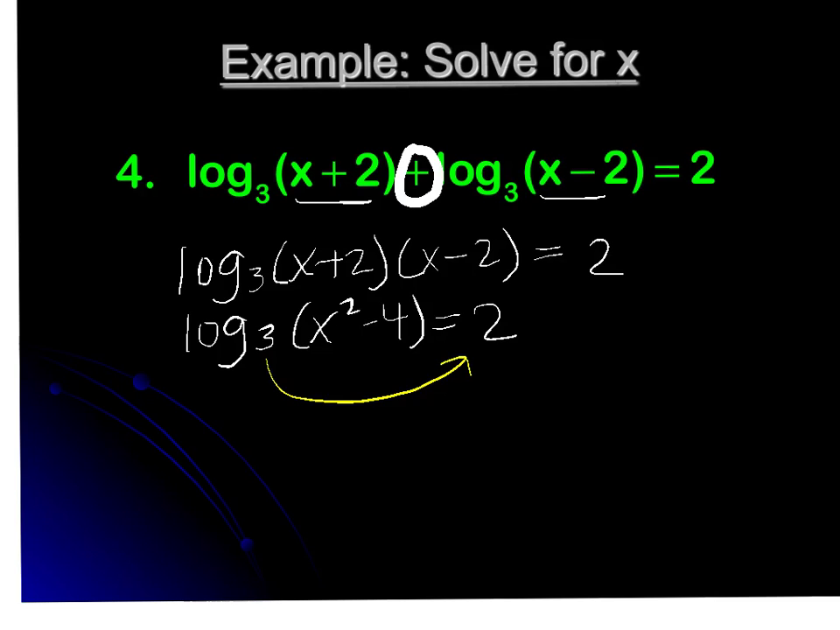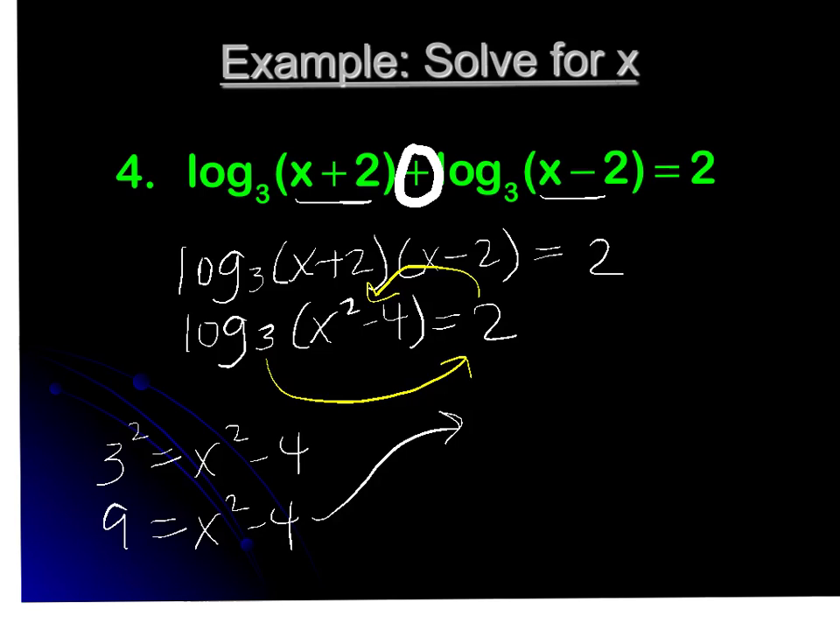So if I do that, I'll draw these arrows in if you're still a little bit stuck on how to do that. We end up with 3 squared equals x squared minus 4, or 9 equals x squared minus 4. If we add the 4 to both sides, we end up with x squared equals 13. So x here is going to equal plus or minus root 13. When you take the square root of both sides, we always get a plus or a minus.